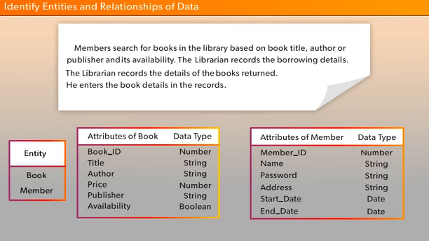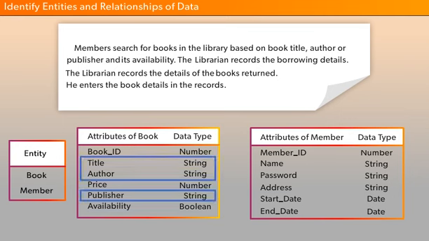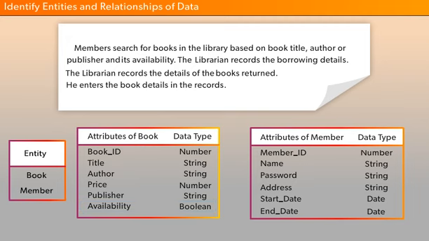Now, let us identify the data type of each attribute. For example, book ID is a number, and hence it is of number data type, whereas title, author, and publisher values are a set of characters and hence they are of string data type. The availability data type holds either yes or no, hence it is marked as Boolean data type. Similarly, the data types of the attributes of member entity set are marked as shown on the screen.